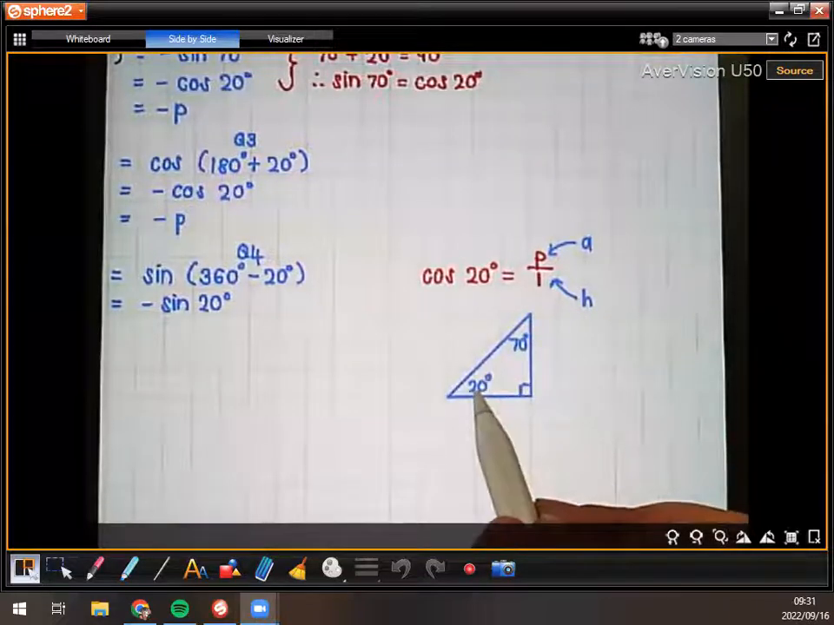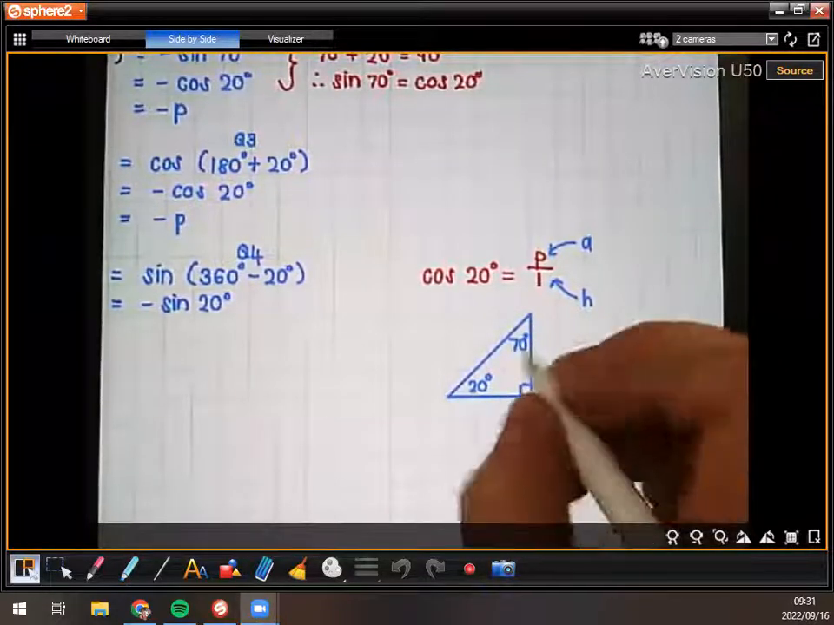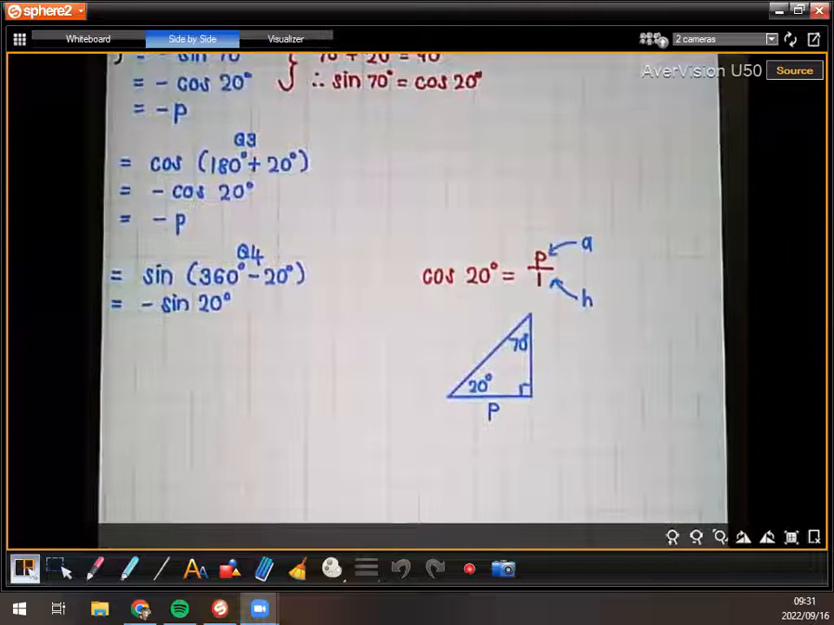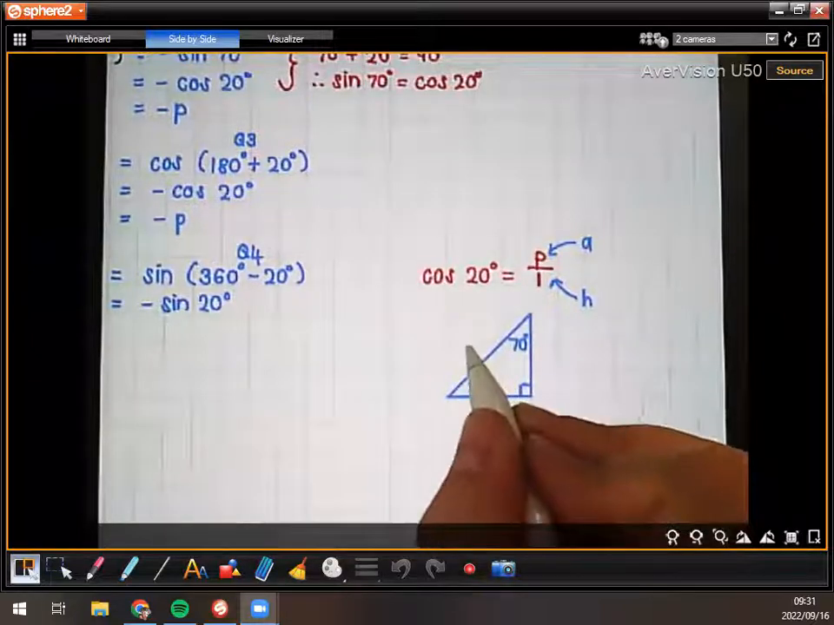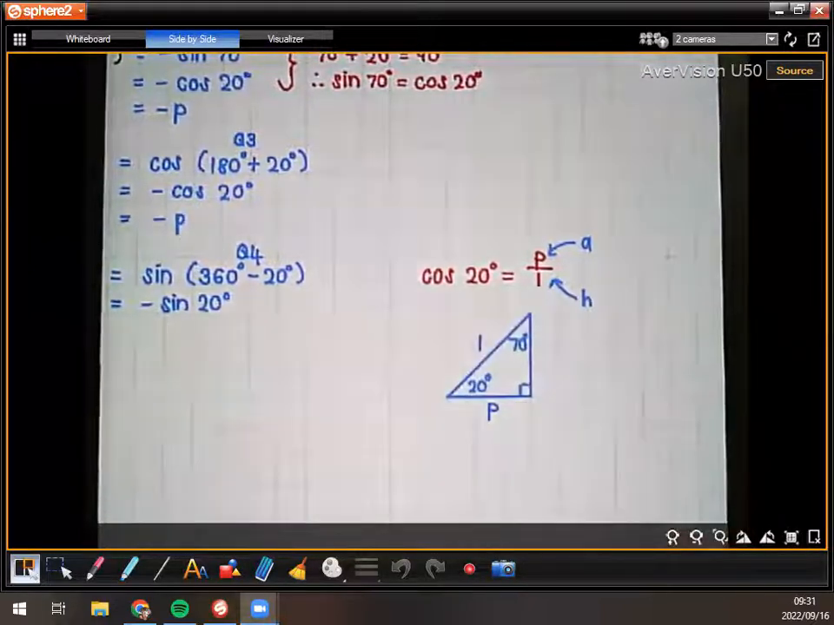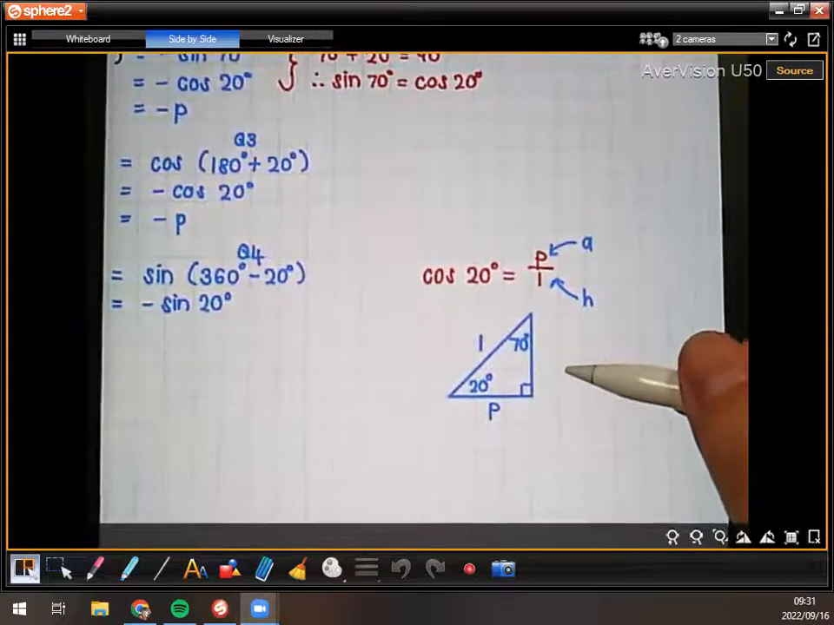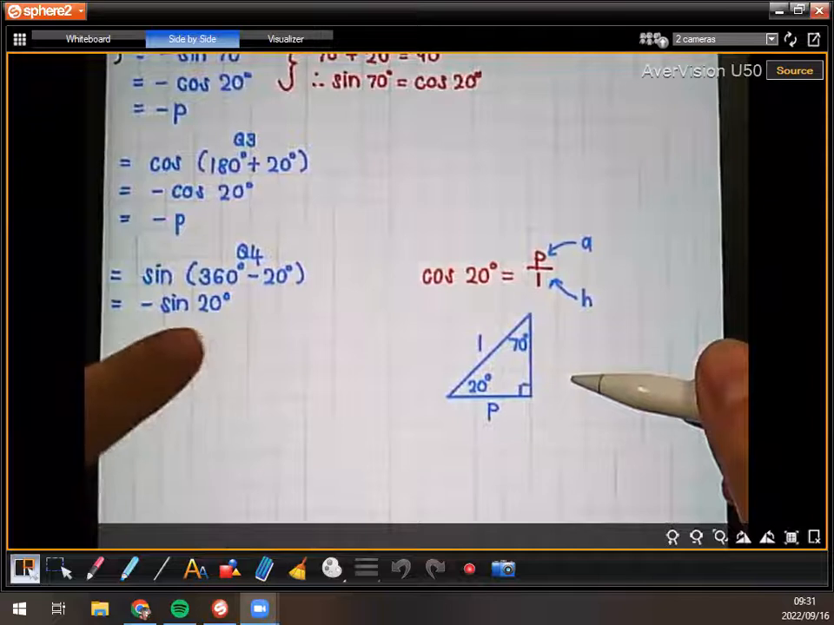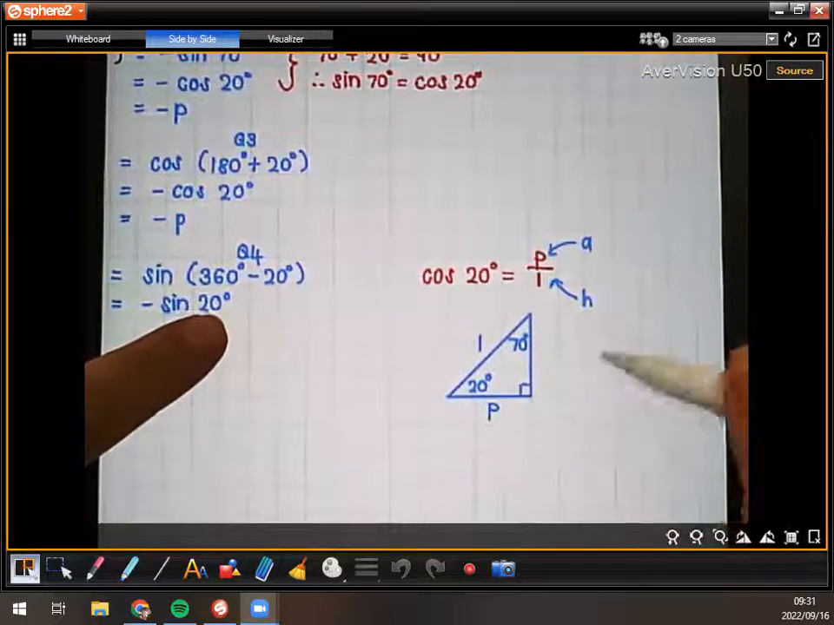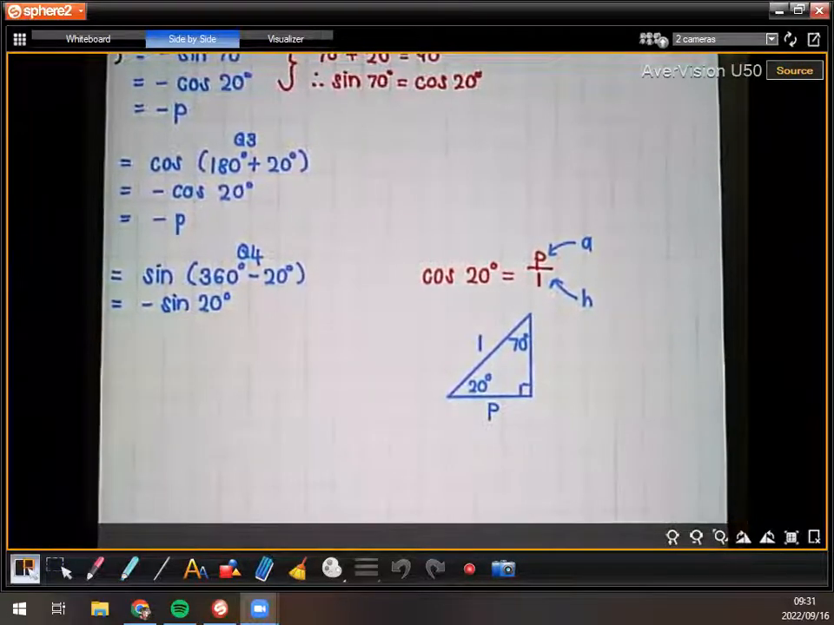So if we're looking at the 20-degree angle, the adjacent side is p and the hypotenuse is 1. Now I can use Pythagoras to find the third side. Do I need the third side, guys? Remember, what am I trying to find? Sine of 20, so I need the opposite. So we do need this one, okay?